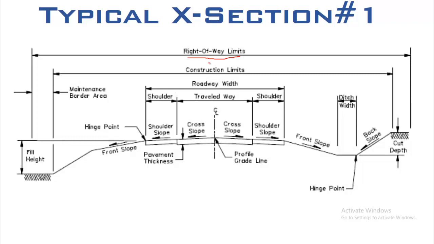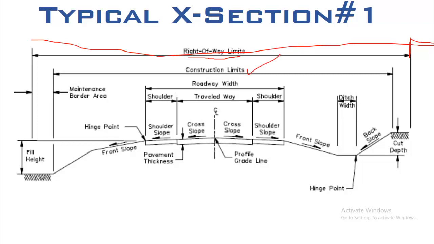For example, right of way. Right of way is the total land acquired for the construction of a road. As you can see over here, this is the total width starting from here and ending here. This is the right of way. Okay, then there are construction limits.